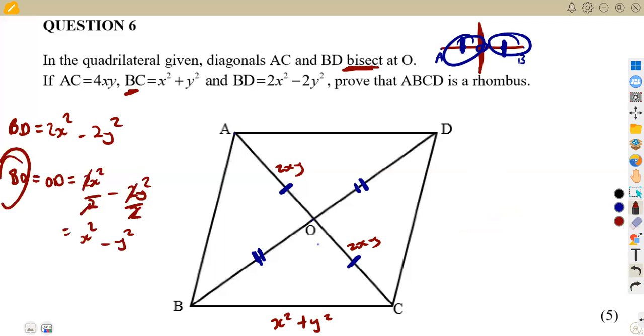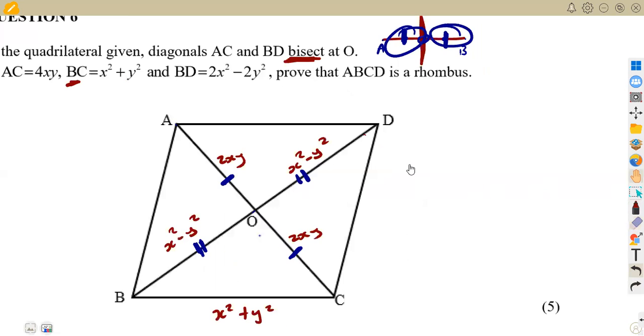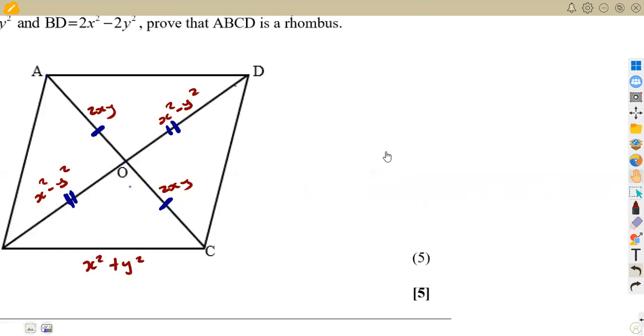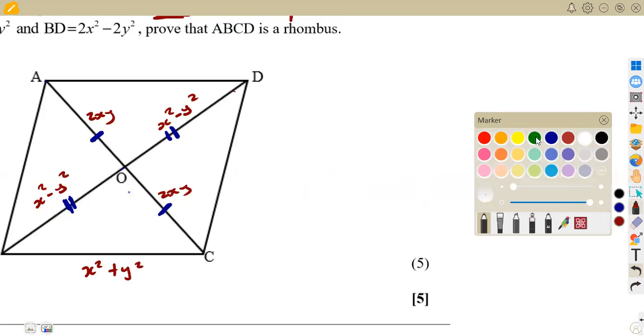By calculating the length of BO, we are calculating the length of OD, which is given as x squared minus y squared. Okay, this is it, guys. This is what this information tells us. This is what it tells us only. So, okay. Now that I want to prove that this is a rhombus now.